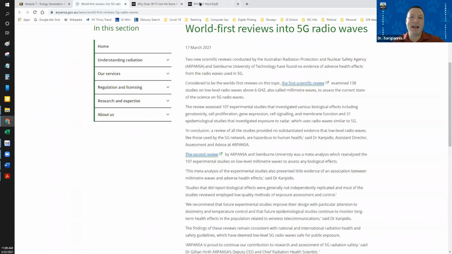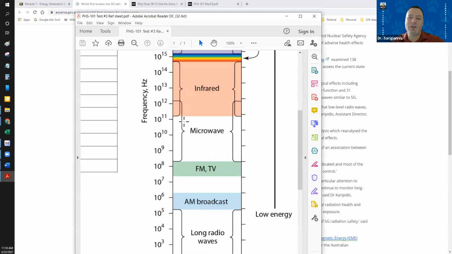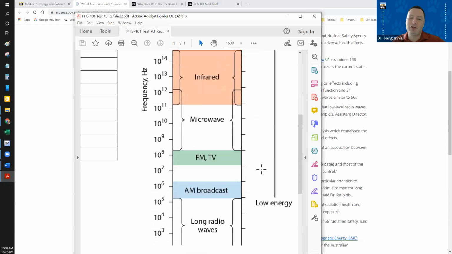And anyway, the point is here that this is an announcement saying that they've done not just one but two reviews of experimental studies on low millimeter waves. And remember, we discussed radio waves, microwave, all this stuff in the low spectrum here. This is all non-ionizing, right? Anything below UV is non-ionizing. So these waves will tend to pass through you.